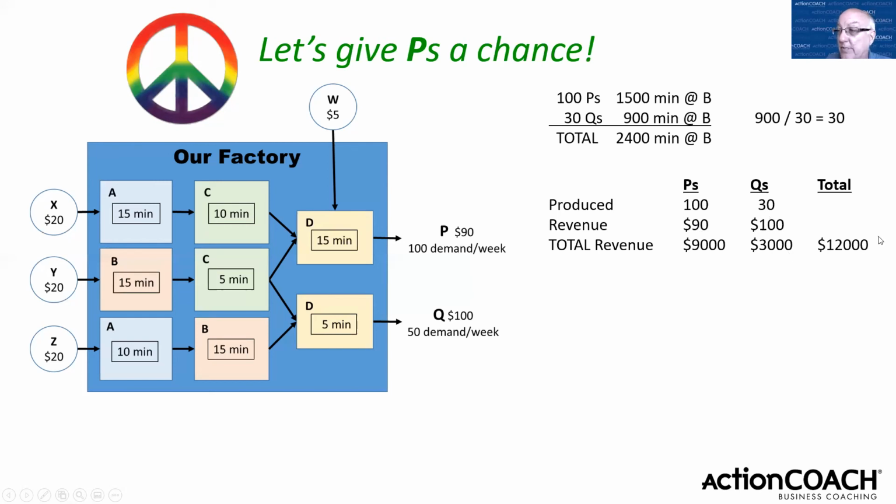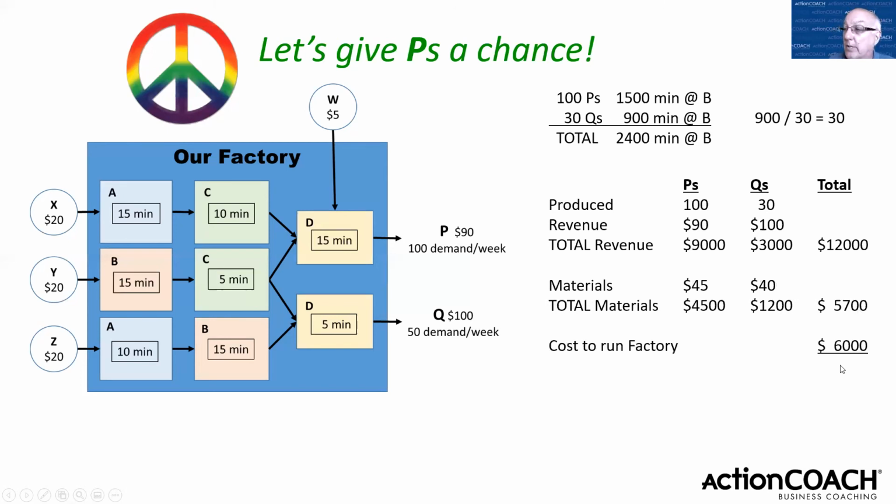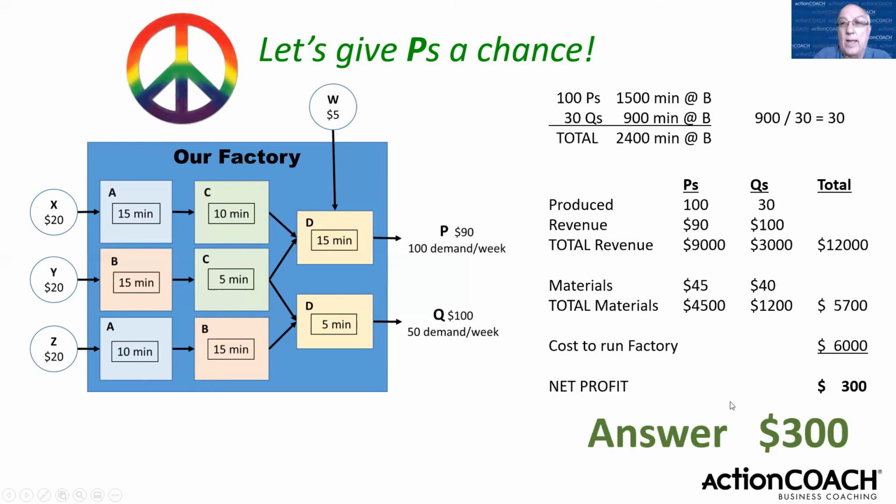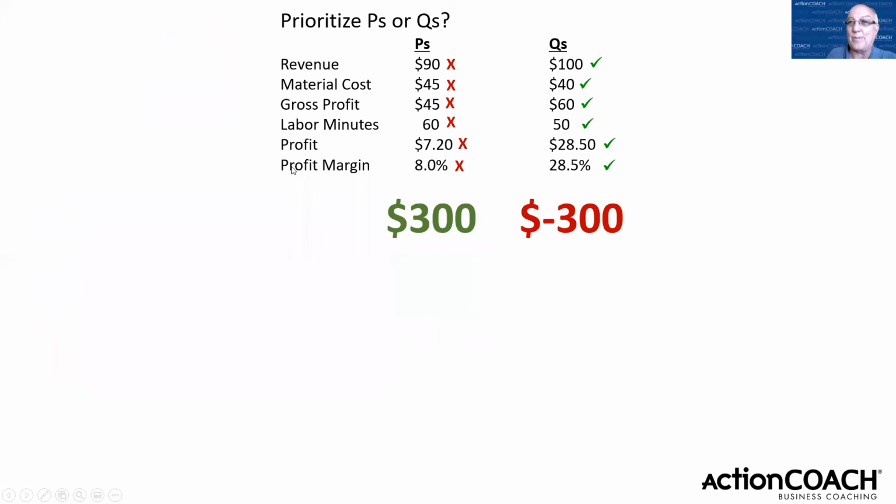And the revenue extends out to $12,000. Material costs are $5,700. And the cost to run the factory is still $6,000, which, by the way, gives us a net profit of $300. Isn't that interesting? All right. When we prioritize Q's, which everything in cost accounting would tell us to do, we lose $300. When we take the less favorable P's, we make $300.